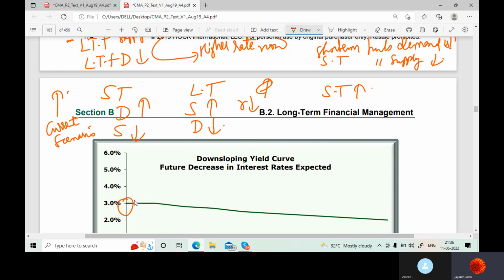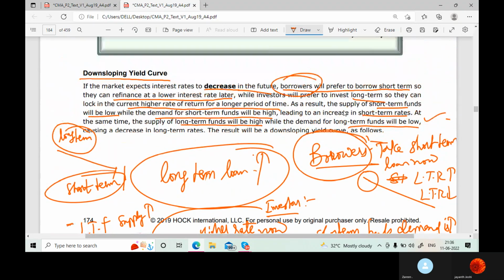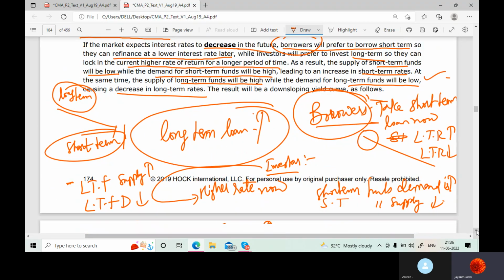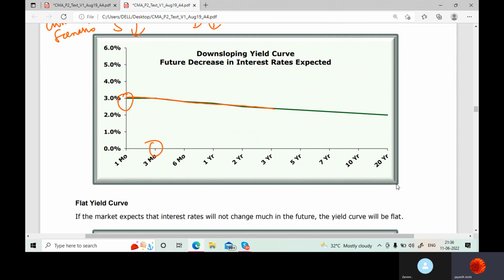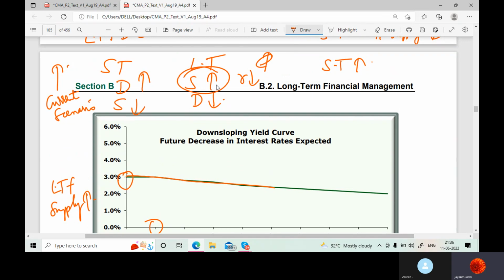Okay, now, at the same time, the supply of long term funds will be high while the demand for long term funds will be low, causing a decrease in long term rates. Since we see the long term demand is less and supply is high, we see the rates constantly going down. Since supply is high and demand is less, the rates would be constantly sloping downwards. So this is about the downward sloping curve.